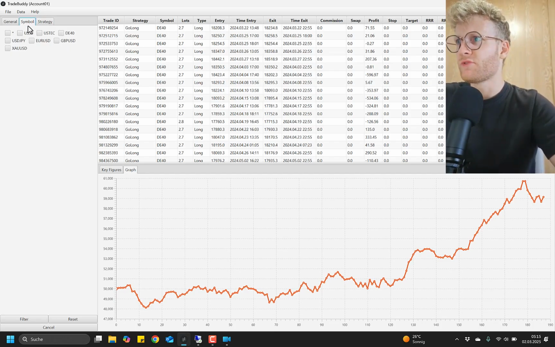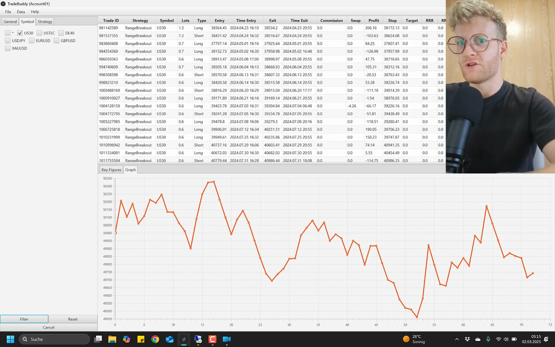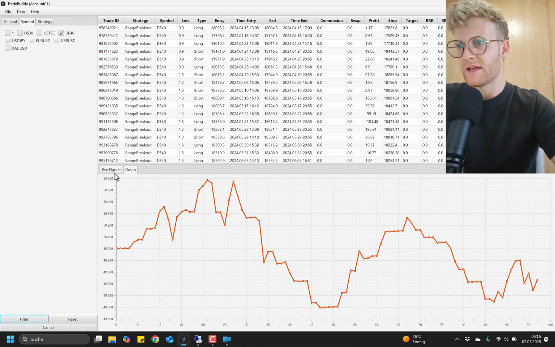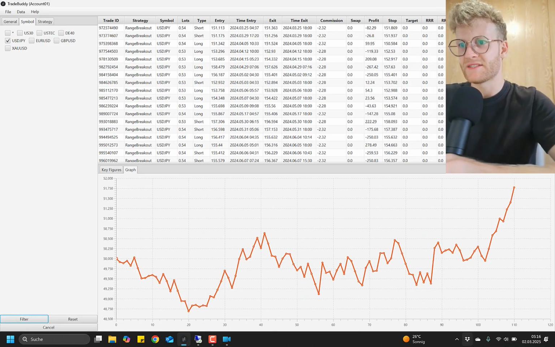Then let's move to the range breakout EA for US 30. And this one is actually negative, but it's not a lot. It's like 250 euro. Then we have the DE40 with the range breakout EA, which is also 250 euro down. Then USD Japanese yen. Here I'm very curious. And yeah, this is exactly what I expected.